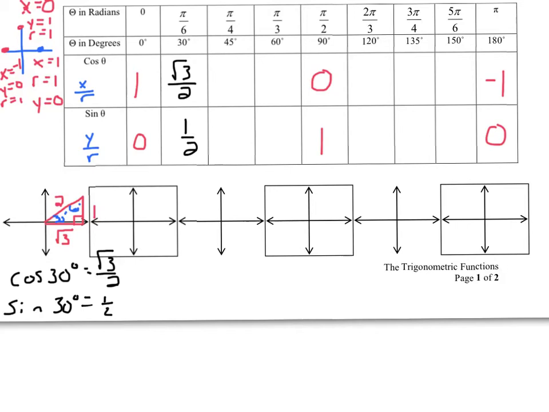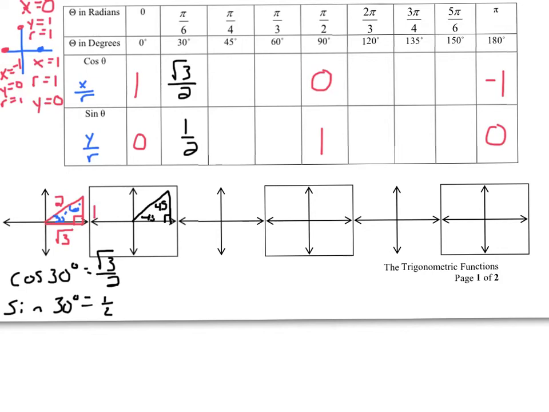Next we have 45 degrees. We need to figure out what sine and cosine of 45 degrees is. I'm just going to erase this. I guess I'm not going to erase it. So 45 degrees. It's in quadrant 1. Make a right triangle, so we have a 45, 45, 90.